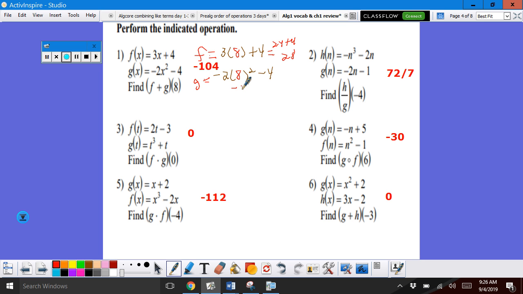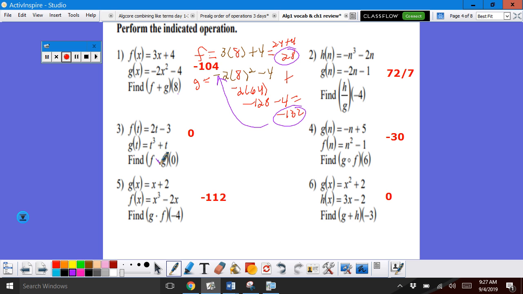Negative 2 times 8 squared would be 64 times 2 is negative 128, minus 4, which would be a negative 132. So now I am adding 28 plus negative 132. So that is where the negative 104 comes from. This one means I'm going to substitute in 8 to both of them and then add those answers.